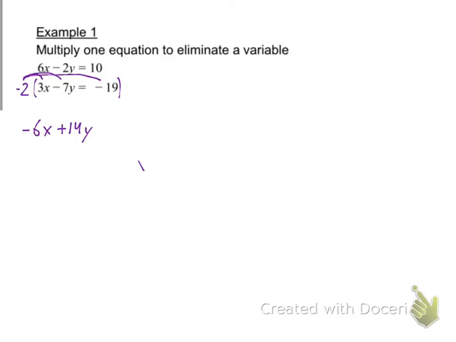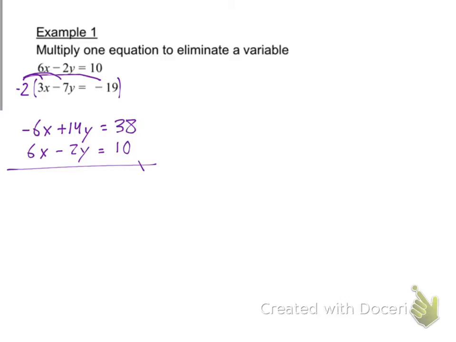What's -2 times -19? 38. It's a positive 38. And then since I did not touch the first equation, I'm just going to bring it along for the ride and place it underneath. Oh, it's a positive 10. And now it looks like what you guys had to do yesterday.